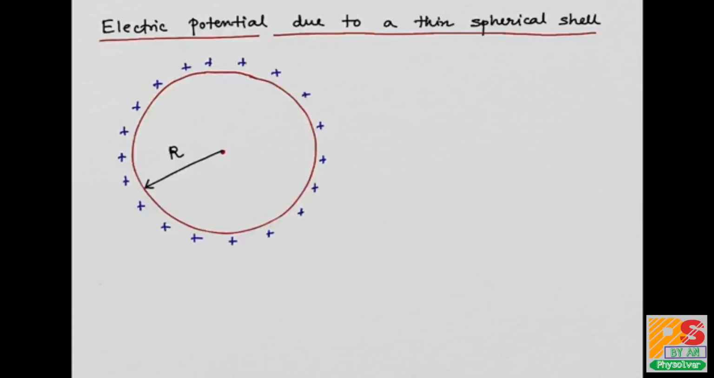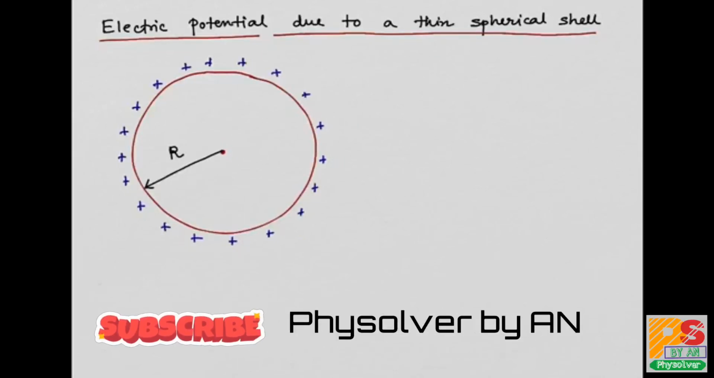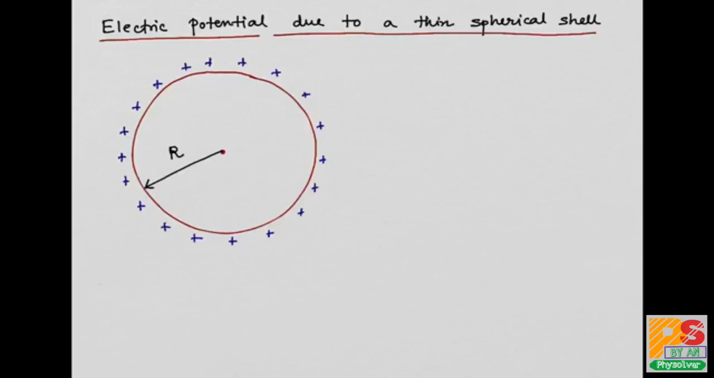Hello students, in this video we will determine electric potential due to a uniformly charged thin spherical shell. You can see the shell. Let the total charge on this shell be plus Q and its radius be R.